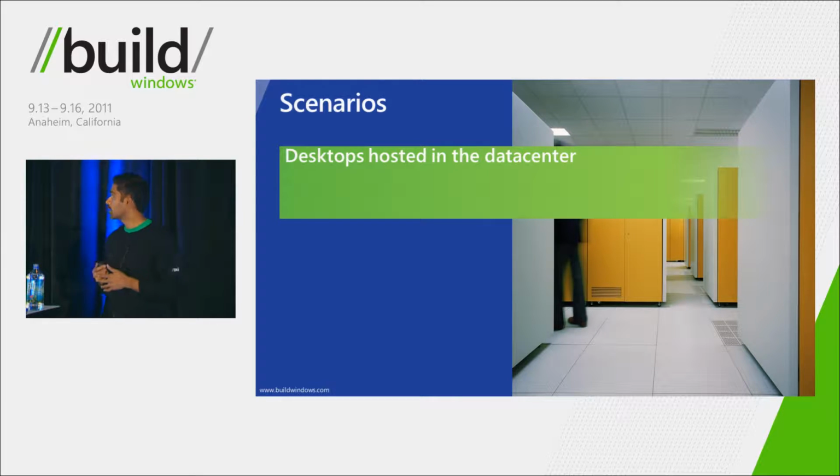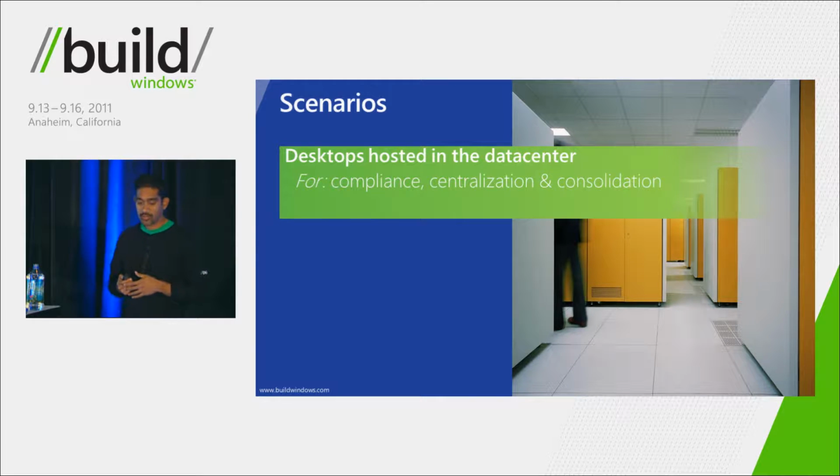So let's talk about why. Why are people moving towards centralized computing? Why are these desktops moving into the data center? There are a few different reasons, but some of the strong ones are compliance, centralization, and consolidation. So compliance: many governments have specific regulatory requirements that enterprises need to meet, and it's a lot easier if your desktop is just in the data center.